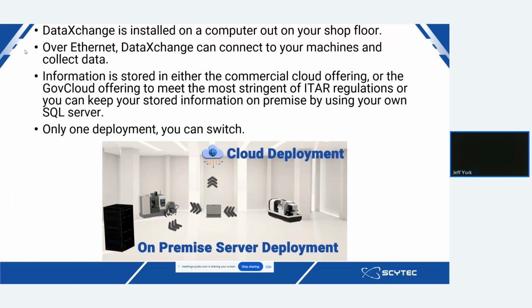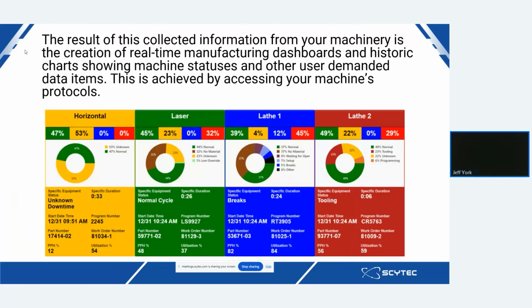But if you look at this image down here, this goes over what I just talked about, meaning that you have a central computer with DataXchange installed on it out on your shop floor, and that connects to your shop floor equipment via Ethernet, pulls information off of them, and that information is then stored in one of the 3 different deployment offerings I just mentioned. And that stored information is what then produces what you are looking at here. And this is one of our real-time views that we call the equipment view.